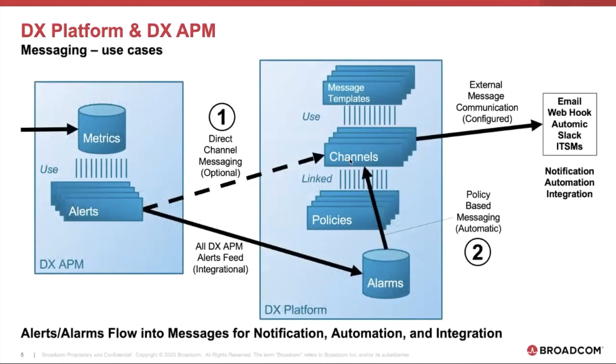This diagram shows alarm and alert flow and processing. From the left, the solid arrow, to the right, it shows the integrated flow of all DX APM alerts into the DXOI platform as raw alarms. This flow is accomplished by the integration of DX APM into the DX platform. To the right, the diagram shows the automatic policy-based filtering and passing of alarms to channels to send messages. This processing is automatic. All alarms are evaluated for all policies' filters, and those that pass are passed to the policies' linked channels for sending messages. I will cover this more deeply later, of course.